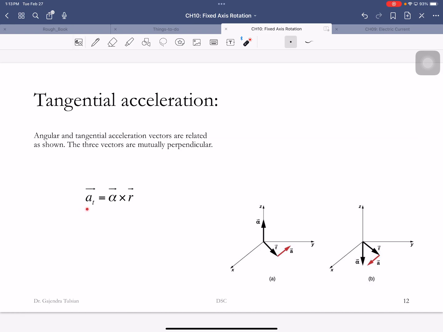This you have to understand. This T tells you tangential acceleration. The tangential acceleration, I don't know if you guys remember this from... velocity changing implies acceleration.